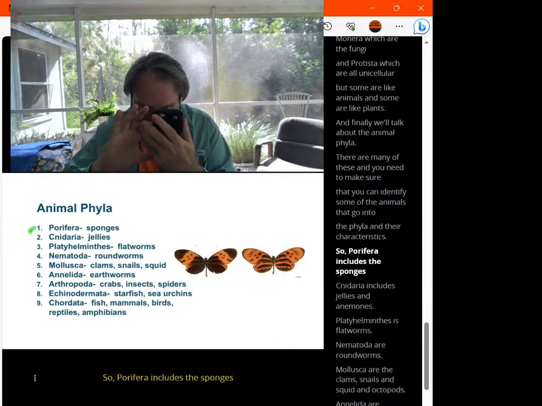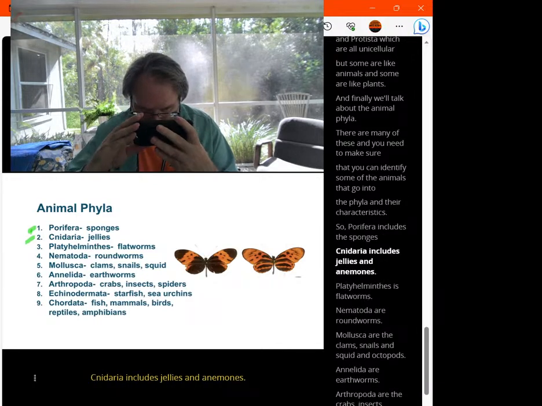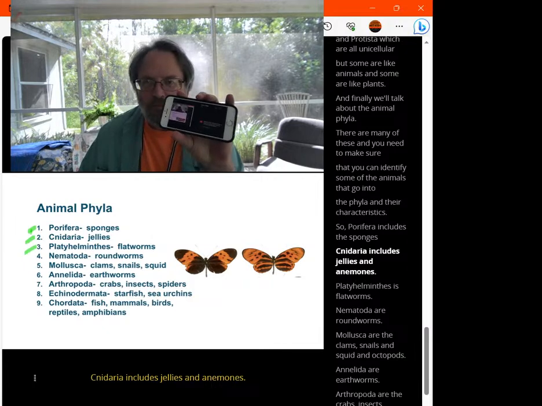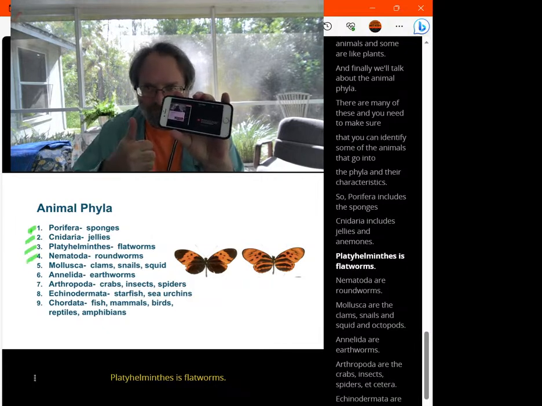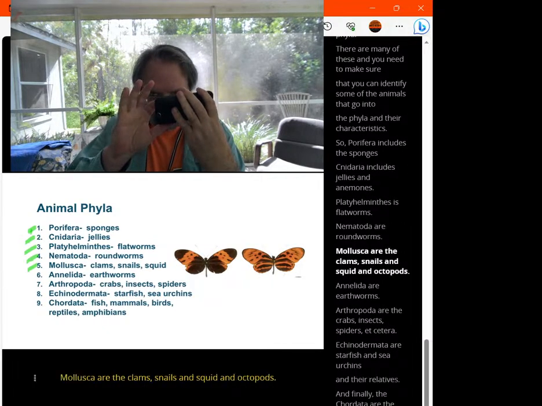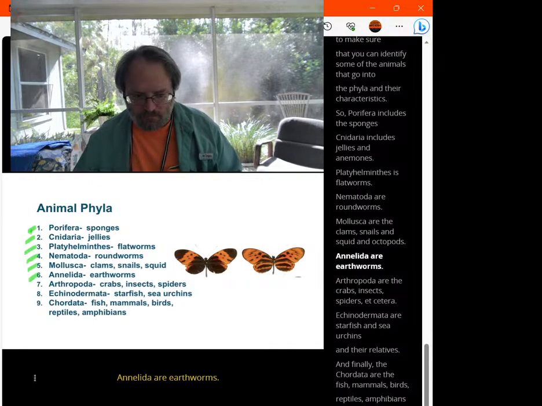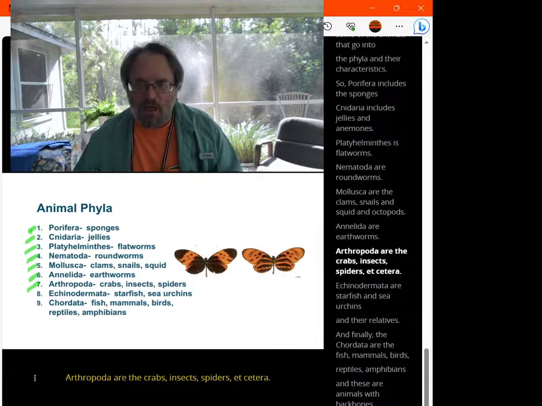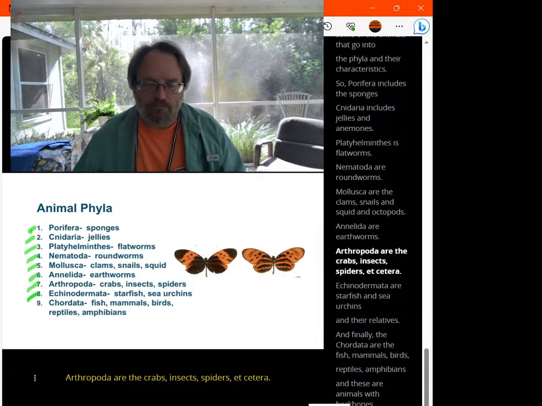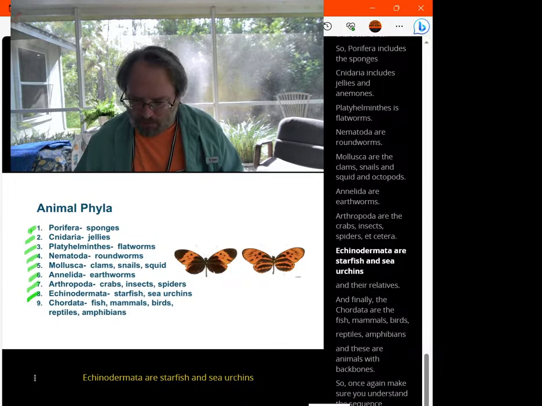So Porifera includes the sponges, Cnidaria includes jellies and anemones, Platyhelminthes is flatworms, Nematoda are roundworms, Mollusca are the clams, snails, and squid and octopods, Annelida are earthworms, Arthropoda are the crabs, insects, spiders, etc. Echinodermata are starfish and sea urchins and their relatives.